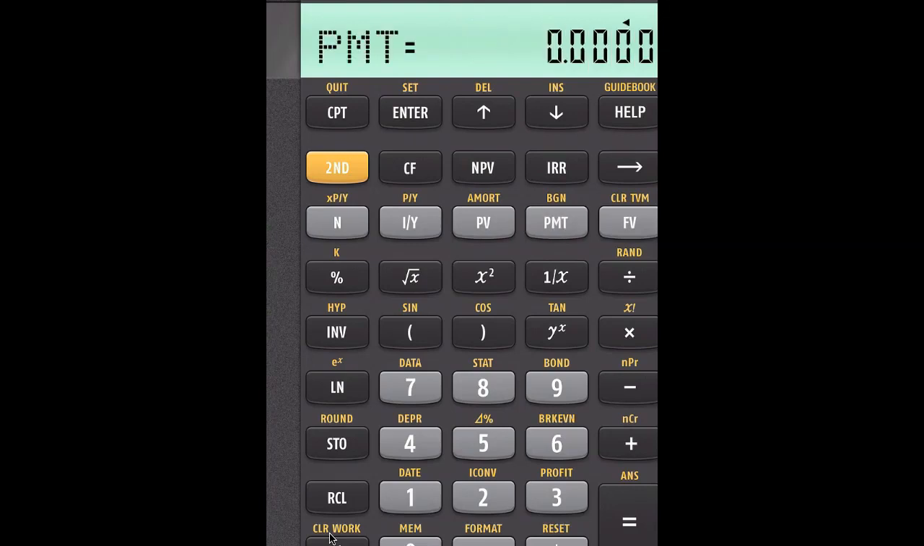When we get to the annuity problems, we'll have payments. And we have 40 and then N, and now we want to know what rate of interest we would have. We hit compute and then the I/Y, and get 7.78%.